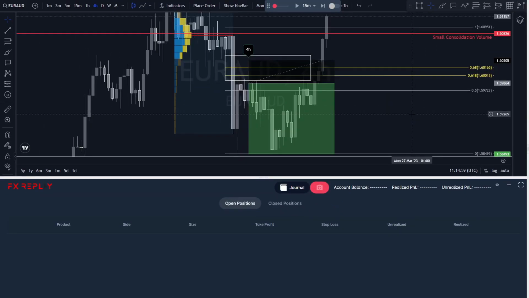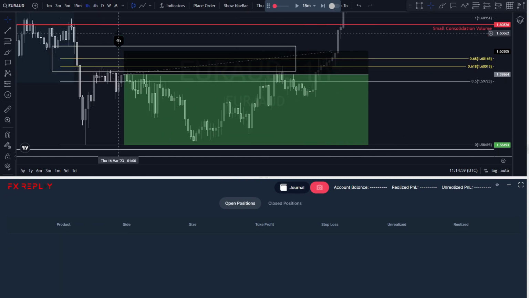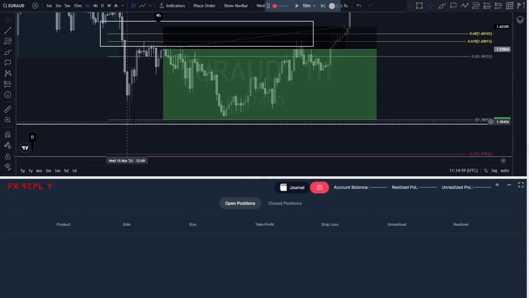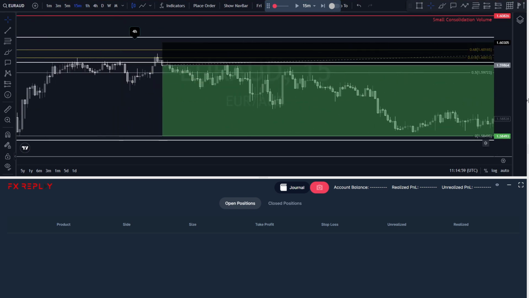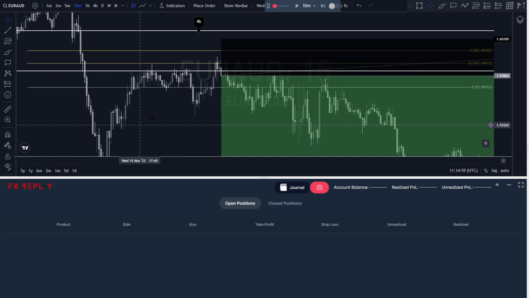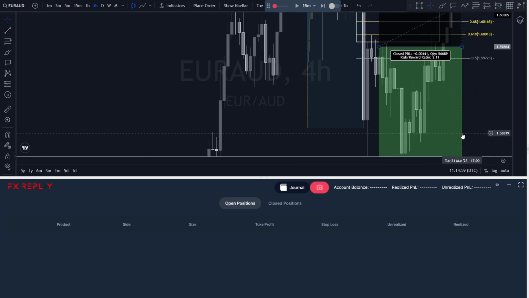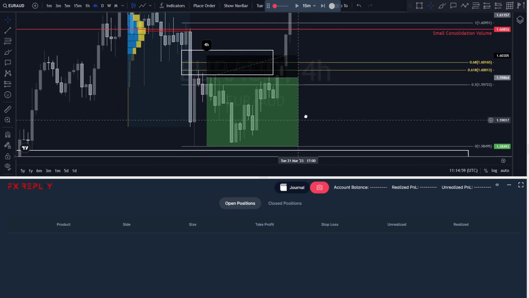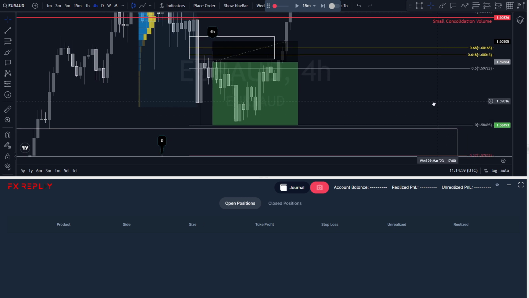Next trade was also a loss, and the reasons why I entered were this 4-hour fair value gap, equilibrium from the swing high to the swing low, and then I entered on a good break of structure after price went into the golden zone. Right here, good break of structure. Take profit was at the swing low.